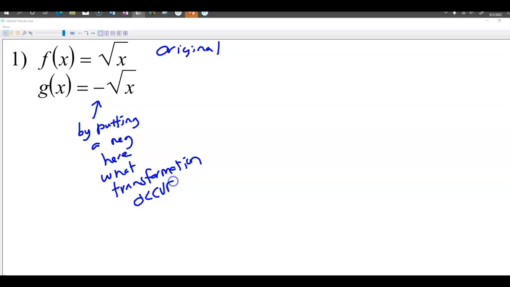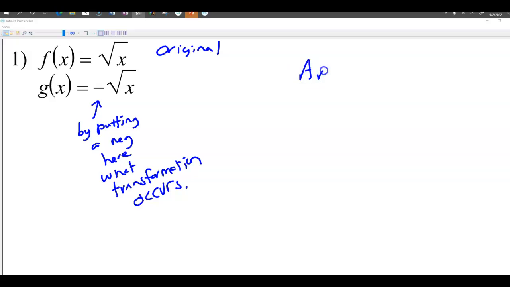Okay, good. So look at that last slide that we had with that chart. Find the one where the negative is outside of the thing, and look at the description. It says what? Reflects across the x-axis. So if I were to graph f and g, they would look the same. It's just that one would be on the right side, one would be on the left. And it's the same function we just did on our exploration activity.